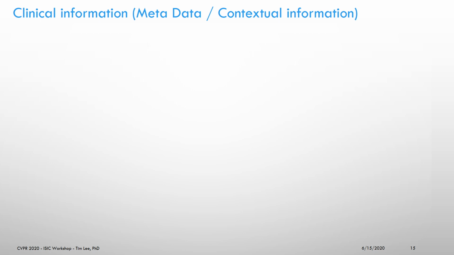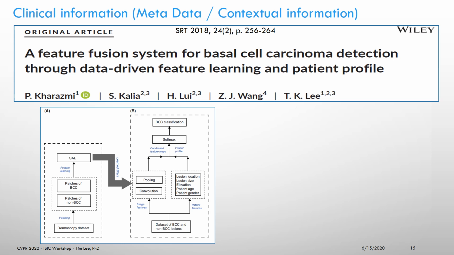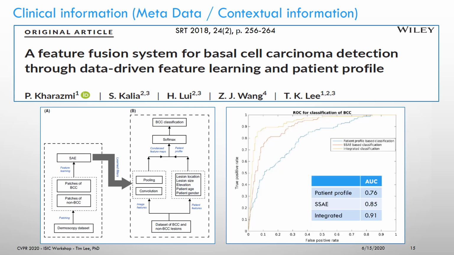When we work on the BCC classification problem, as I mentioned earlier in the talk, we also include patient information, which is lesion location, lesion size, its elevation status, patient age, and gender. Our results show that patient information is very informative. By itself, it achieved a ROC accuracy of 0.76. Our SSAE network of detecting vasculature had an area under the curve of 0.85. Combining both of them pushed the area under the curve to 0.91.